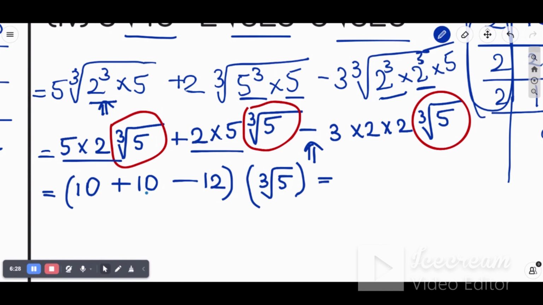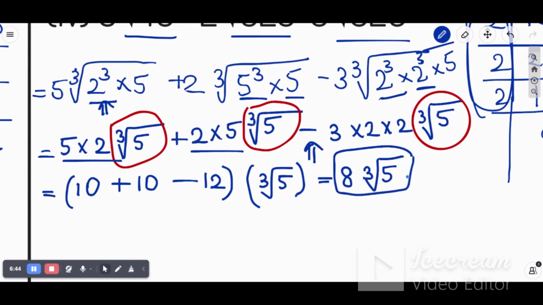The next step will be, what is 10 plus 10? 20. 20 minus 12 is nothing but 8. So 8 times cube root of 5. Write these steps very carefully. So this is your answer.